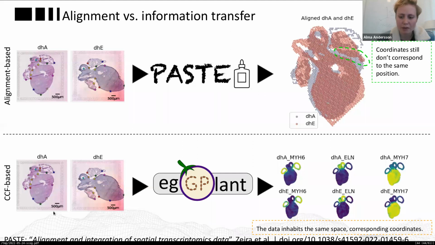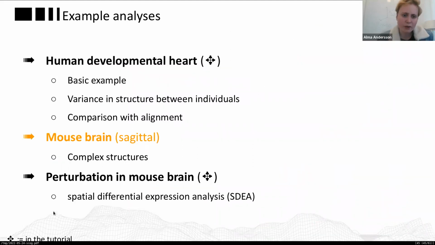So that's about the developmental heart. Now, for the mouse brain here, the sagittal section, this will be a very brief example, but what I really want to highlight here is how with this transfer process, we actually managed to preserve these very complex structures that we see in the gene expression patterns.